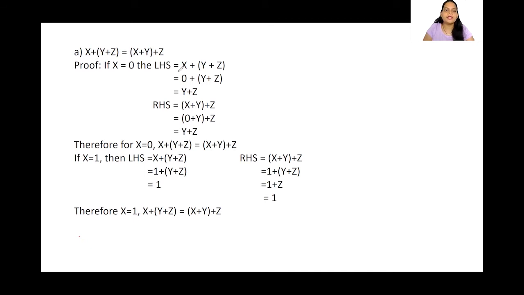Let us take the left hand side first, which is x plus (y plus z). Now I am taking x as 0. Okay, now substitute this value. What happens? 0 plus (y plus z) remains the same. And also we know that any variable, when it is ORed with 0, we will get the same variable. So that is what is happening here. This entire thing we are taking as one variable. So whenever we do OR operation, we will get the same variable. So here we are getting y plus z as an answer.